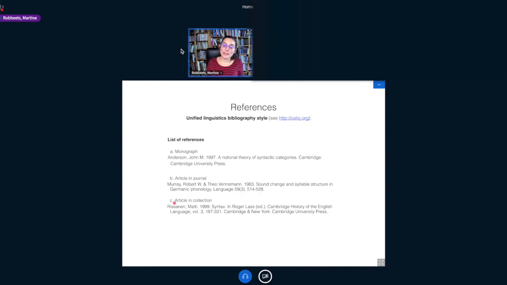the page numbers. And when it's in a collection, a collection means a book in which articles or chapters appear. For instance, here, Riesenen Matti, the date of publication, he has written a chapter that is titled Syntax, and he did that in a book edited by Roger Lass. The editor, you indicate by adding ed, and then the title, the volume, and the page number, and then again the place of publication and the press. So that's basically how you form consistent references.